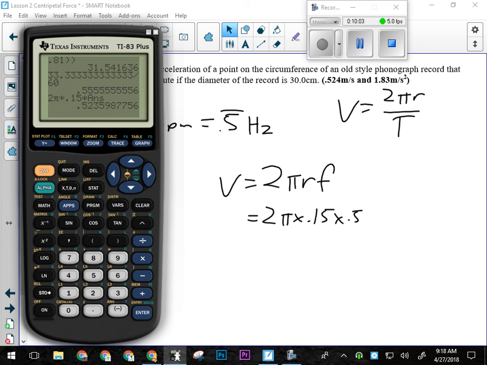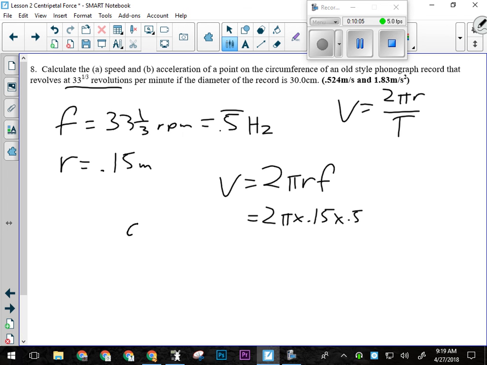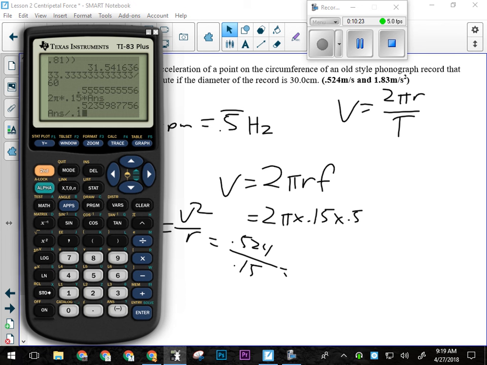And now that I have that, I can calculate the centripetal acceleration, AC. AC is v squared over r. So all I have to do is solve for AC by plugging in the numbers. The answer I just got, 0.524, divided by the radius, which was 0.15. Oh, sorry, I got to square it. My answer squared, not to the minus 1, squared, divided by 0.15. All right, we get 1.83 meters per second squared for the acceleration on that one.